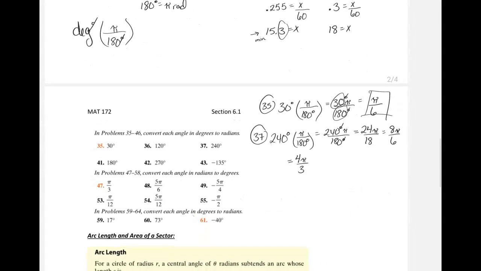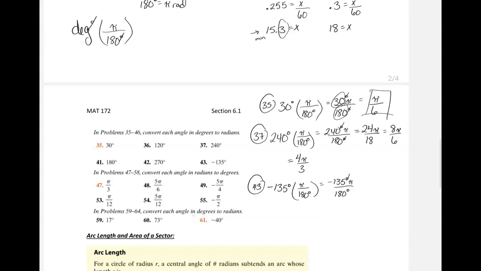Okay, it even works for negative angles. Take a minute, pause the video, try number 43. So in 43, we have negative 135 degrees. We want to convert to radians. We're going to multiply by pi over 180 degrees. You see the degrees are going to cancel. And that's going to reduce to negative 3 pi over 4.